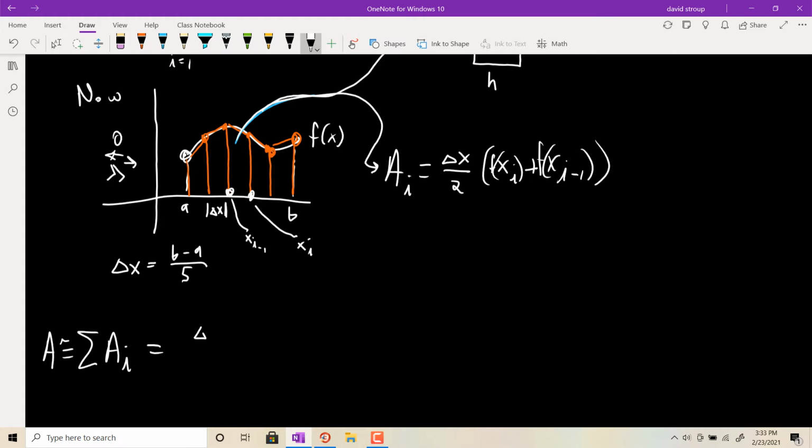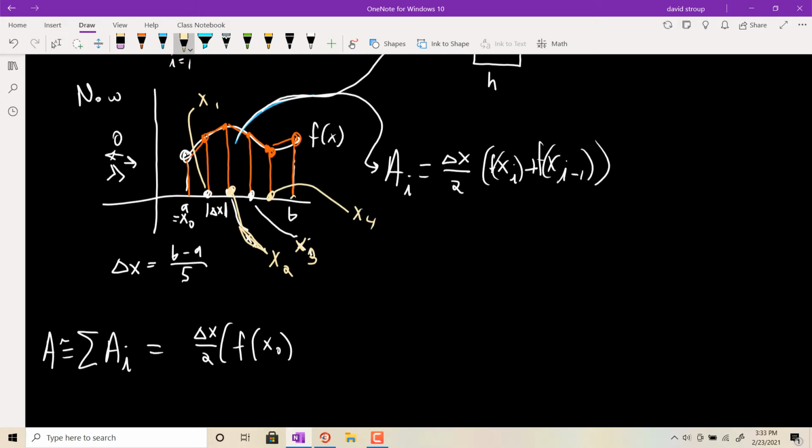So we're going to have change in x over 2 times f of, and I'll start at x sub 0. So we'll call a is x sub 0, and then this one is x sub 1. I'm sorry, I'm making the picture a mess. This point here is x sub 1. This point here, I know I already called it x sub i, but that's just in general. x sub 2 for us, then x sub 3, then this point x sub 4, and finally b will be equal to x sub 5. We just want to see what happens when we add this up.